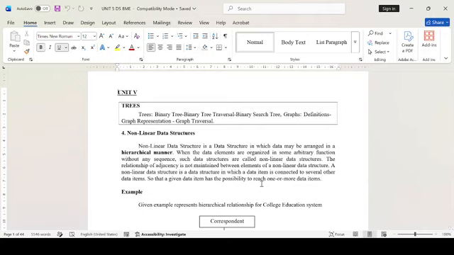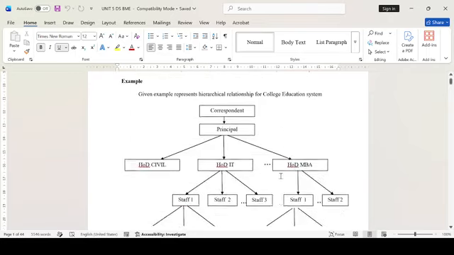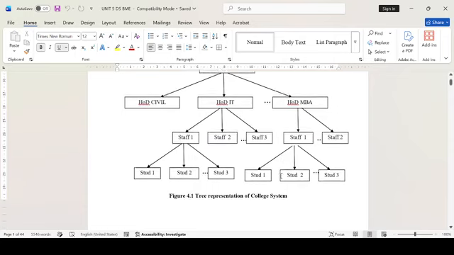So first, what is a nonlinear data structure? A nonlinear data structure is a data structure in which the data may be arranged in a hierarchical manner, which means the data elements are organized without any sequence. That is called a nonlinear data structure. Examples of nonlinear data structures are trees and graphs. So this is an example of the tree data structure.